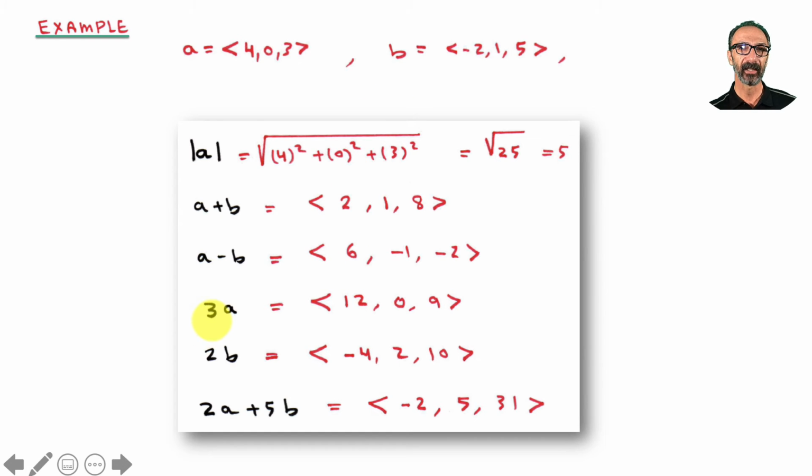How do you multiply a vector by a scalar? You just multiply across, or we call it distributive. 3 times 4, 12. 3 times 0, 0. 3 times 3, 9. Right there.